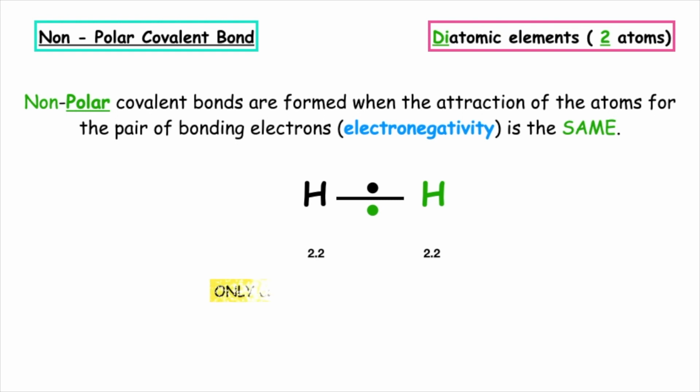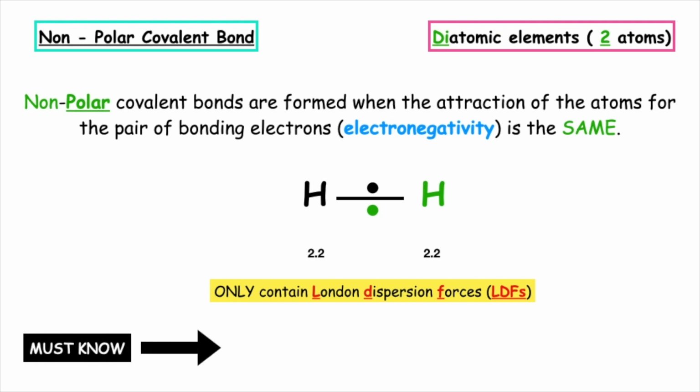These only contain London dispersion forces, LDFs, and you have to know which elements in the periodic table only contain LDFs. So these are your 7 diatomic elements: hydrogen, nitrogen, oxygen, fluorine, chlorine, bromine and iodine, and 2 special elements which we'll learn this year, which is sulfur, which has the molecular formula S8, and phosphorus P4.